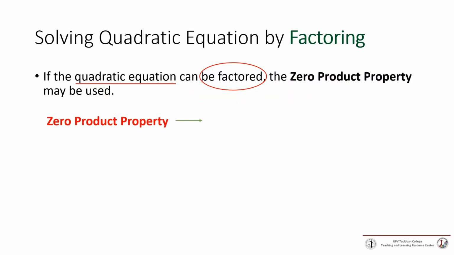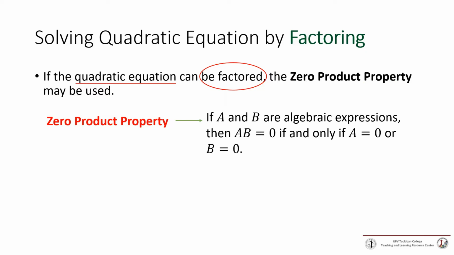The zero product property states that if A and B are algebraic expressions, then AB is equal to 0 if and only if A is equal to 0 or B is equal to 0. So this is the zero product property that can be used when we solve a quadratic equation using factoring.